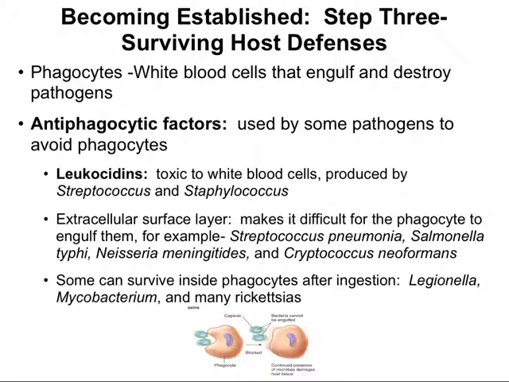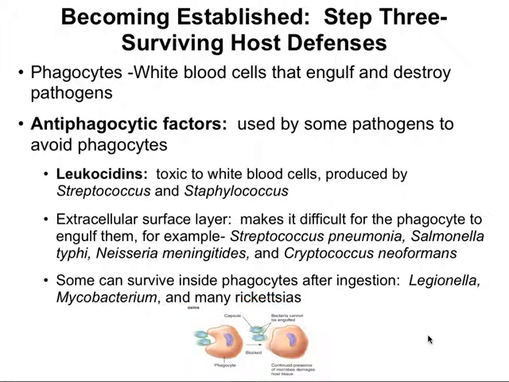Other antiphagocytic factors involve extracellular surface layers. These surface layers could be slime or the capsules that we've previously looked at. This makes it physically difficult for the phagocytes to engulf that particular species. Streptococcus pneumoniae, Salmonella typhi, Neisseria meningitidis, and Cryptococcus neoformans are all great examples of species that use this extracellular surface layer. You can see in this figure how the extracellular surface layer or production of capsules makes it difficult for the phagocyte to engulf the bacteria.